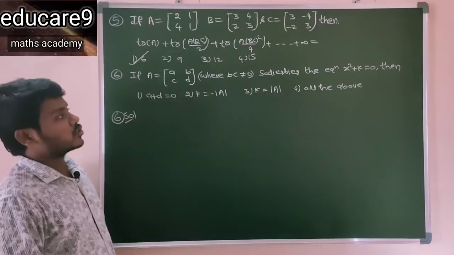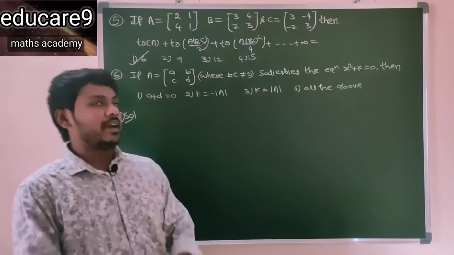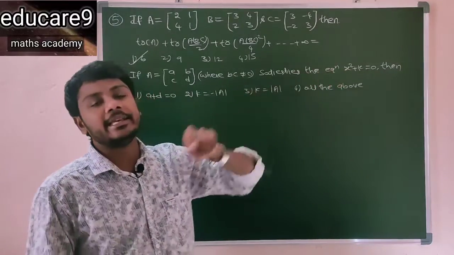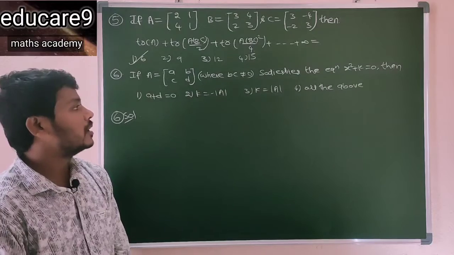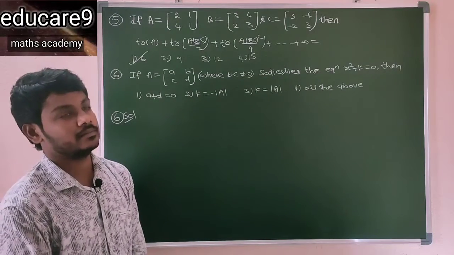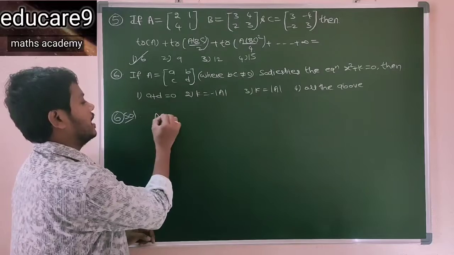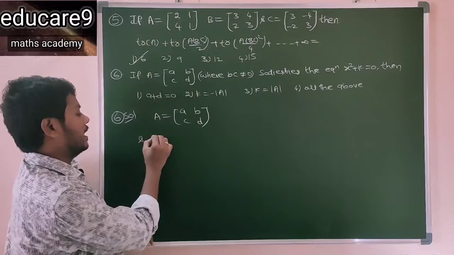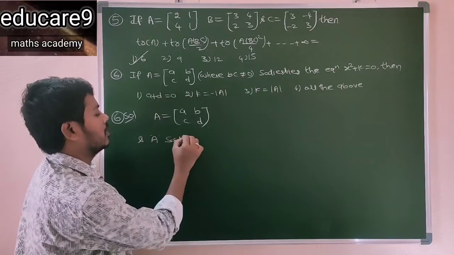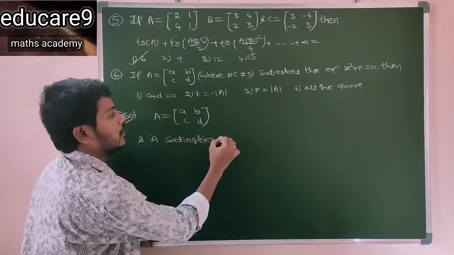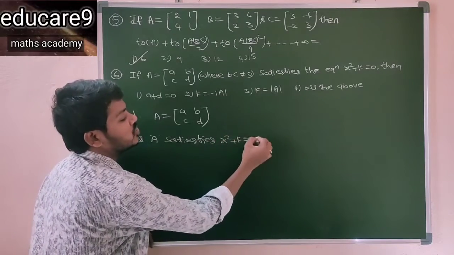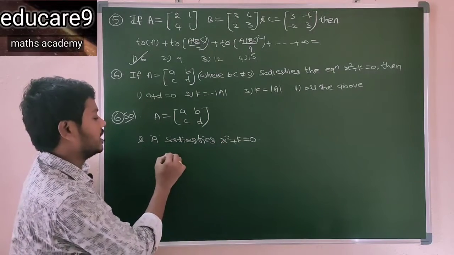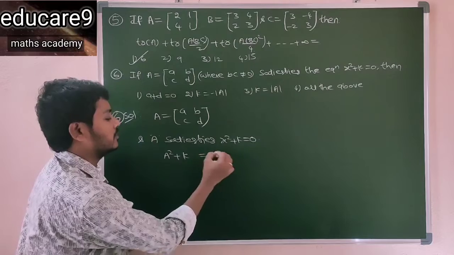So next, let's see the sixth solution. Matrix A is given, and this matrix satisfies the equation x square plus k equals 0. Then which condition is satisfied? Here A is the matrix [a, b; c, d], and A satisfies x square plus k equals 0. That means substituting A in place of x, we get A square plus k equals 0.